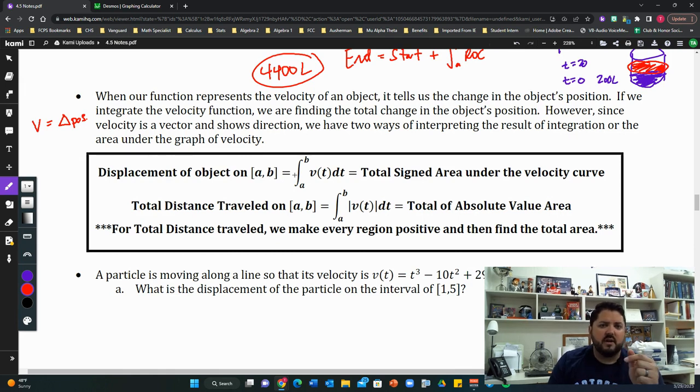But velocity is a vector, so we have to always keep that in mind. Remember, it shows direction. So it's not just about how fast the object's moving, it's about what direction it's moving to. So because of that, we have two ways to interpret the result of integration, or the area under the graph of velocity. And which one we use depends on which thing we are trying to find. So the first one is called displacement. So displacement is just the change from the beginning to the end position.